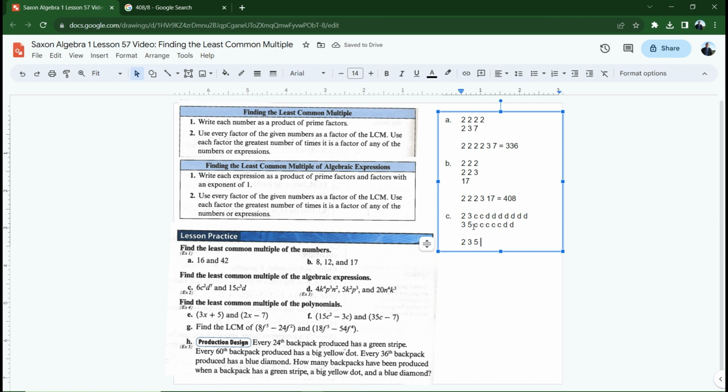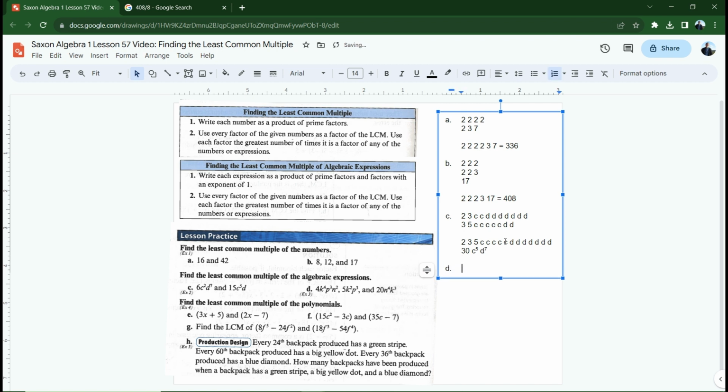And then for c, the most times that was used in one term was 5. So it's going to be c times c times c times c times c. And then d was used 7 times in the first term, so I need to include d 7 times: 1, 2, 3, 4, 5, 6, 7. And then 2 times 3 times 5. Now I'm going to bring it all back together. 2 times 3 is 6, times 5 is 30. So it's going to be 30 c to the 5th d to the 7th as my least common multiple between those two expressions.